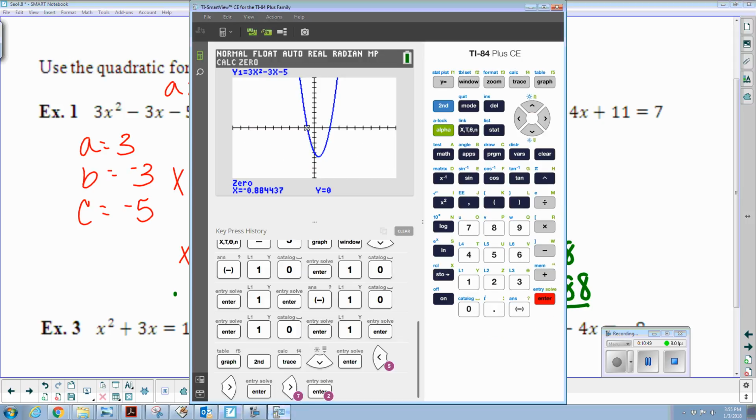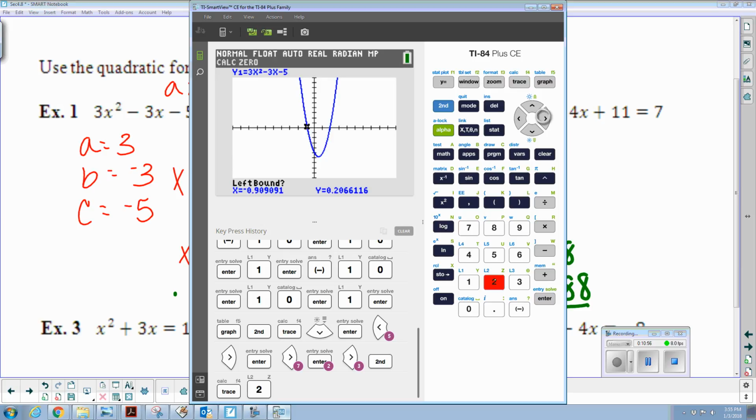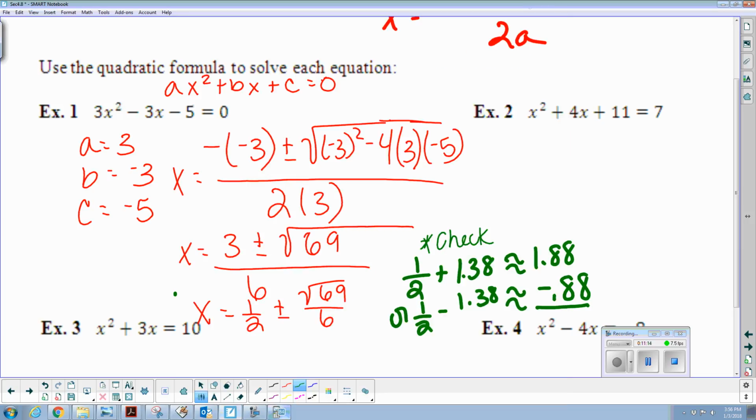And then if you find the other zero, do the same thing: second, calc, looking for zeros. Scroll, trace along your graph, somewhere on the left-hand side, and somewhere on the right-hand side for right bound. And it says your zero is x equals 1.88. And that is the other answer that we have. So 1.88 or negative 0.88. So that's how you check your answer. It is not how you solve, it's just a check.